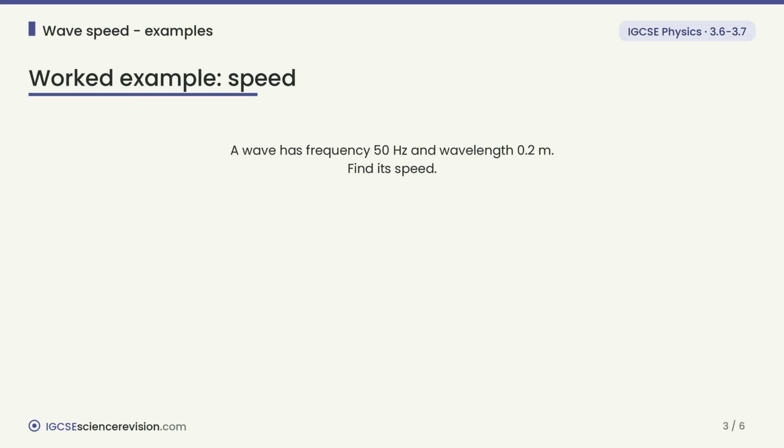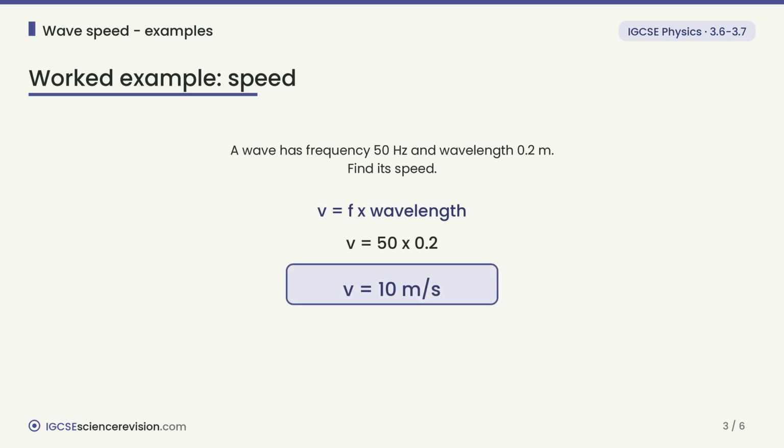Let's find a wave speed. A wave has a frequency of 50 Hz and a wavelength of 0.2 meters. Write the equation. Speed equals frequency times wavelength. Substitute 50 times 0.2. That gives 10 meters per second.